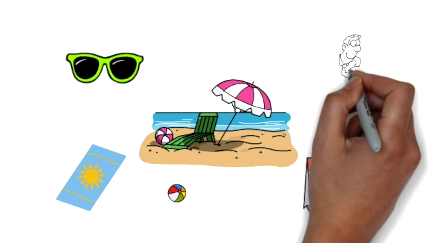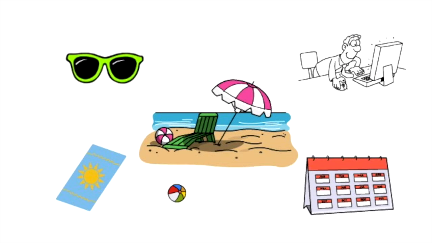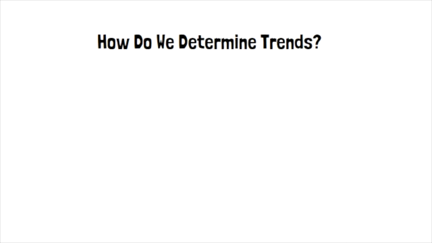The same thing goes for the market. You can want to trade, you can have internet access, and you can have all the charts you want. But just like the beach in the winter, if you try to force your will against the general conditions, you will lose. So the question then becomes, how do we determine market trends?